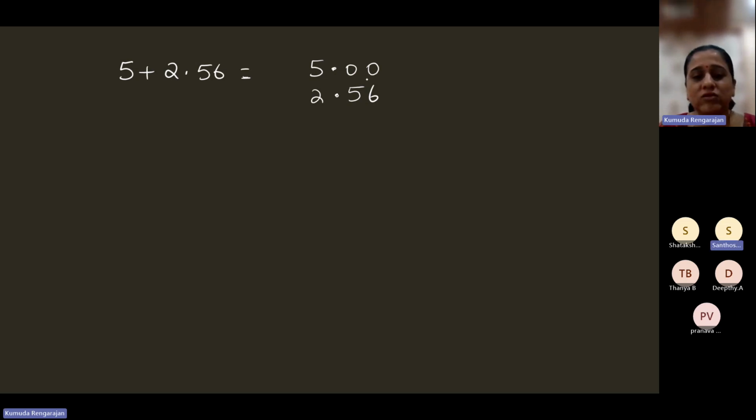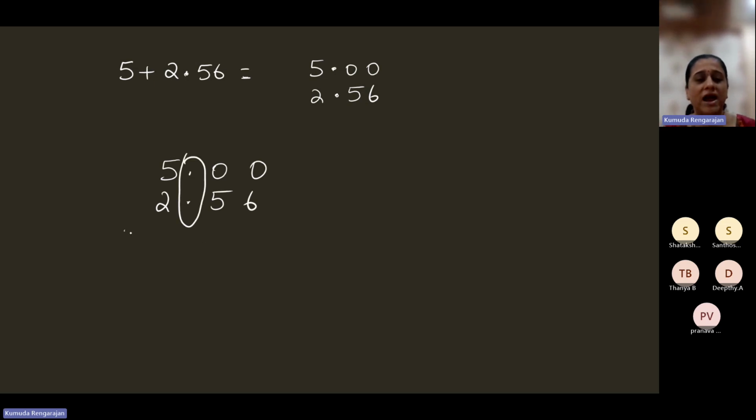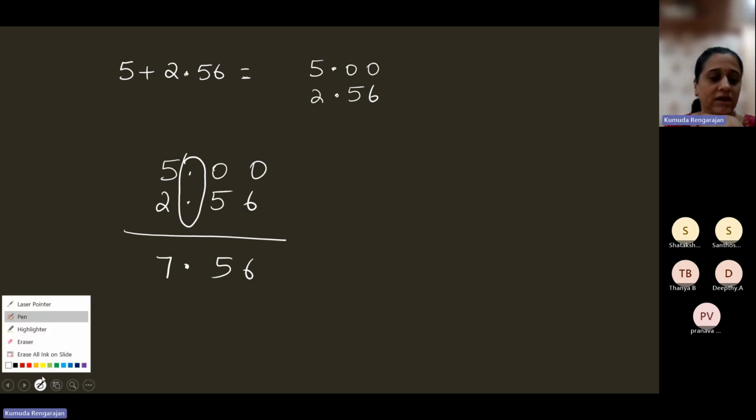Now we have used 2 zeros because the second number has 2 decimal places, 5, 6. So we add 2 zeros after the decimal point for the first number. 5 can be written as 5.00 and 2.56 like this. Please align the decimal point. And now add as usual: 6, 5, the decimal point and 7. Right? Yes, ma'am.